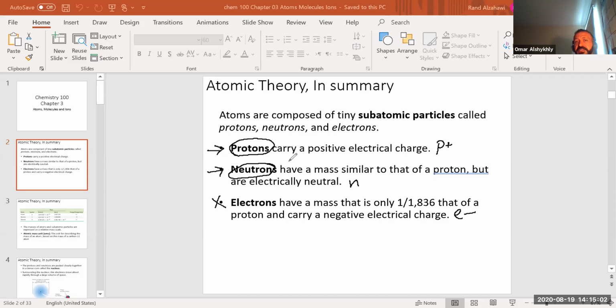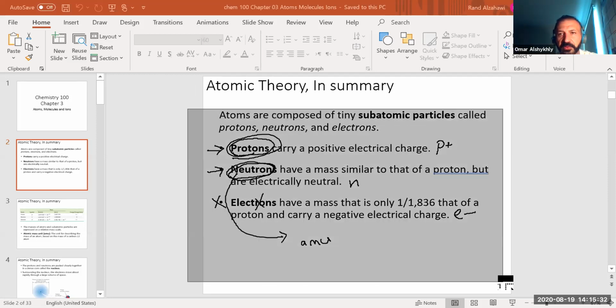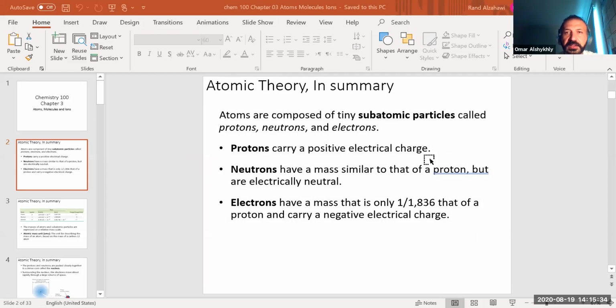So here we will use some type of unit. It's called the atomic mass unit, AMU. This atomic mass unit represents a neutron or a proton because they have the same mass, but we ignore the electron because it's a very tiny particle. Now let's keep going to the other slides and show you the mass of the proton, the neutron, and the electron.